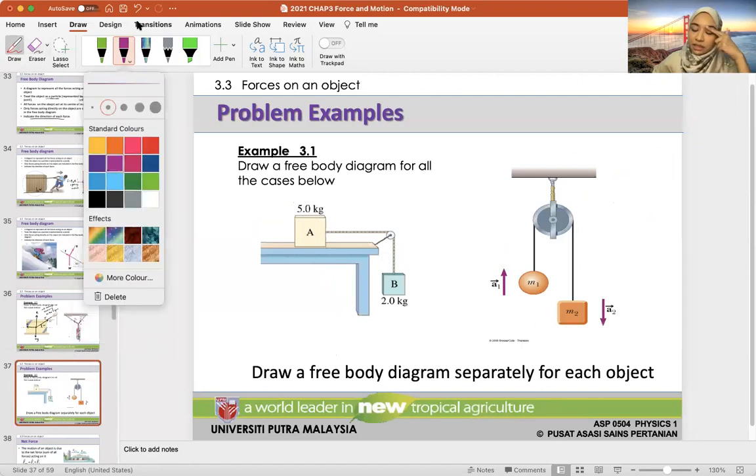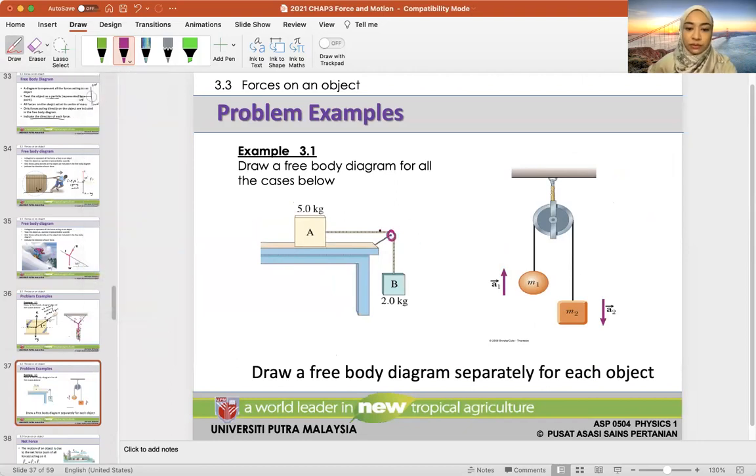Ada condition kan pasal tension ni. What was the condition for a pulley to have the same tension on both ends? What was the condition? Smooth. No friction. This guy has to be smooth. Okay. And this is the T. This is T1. Sorry. This is T1. And this is T2. This is also T2. Okay, so it's acting towards the center of the rope.